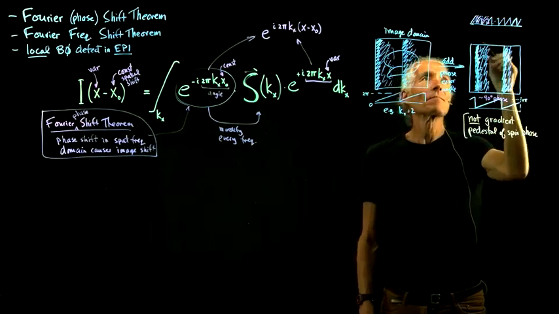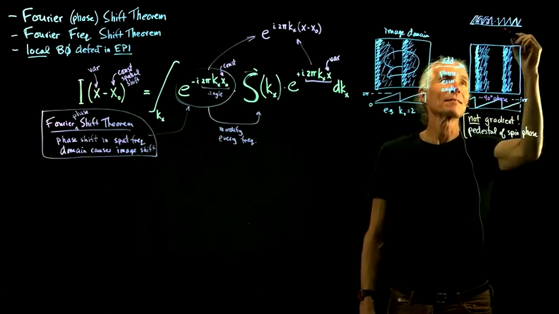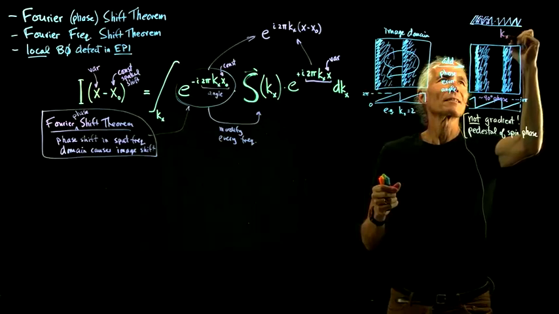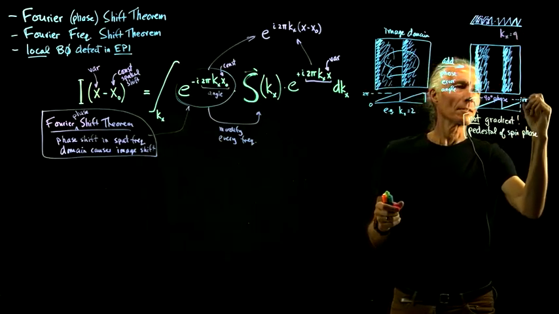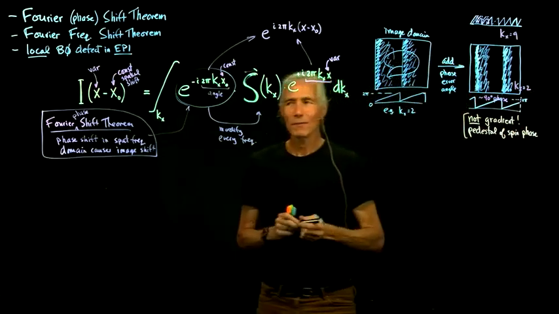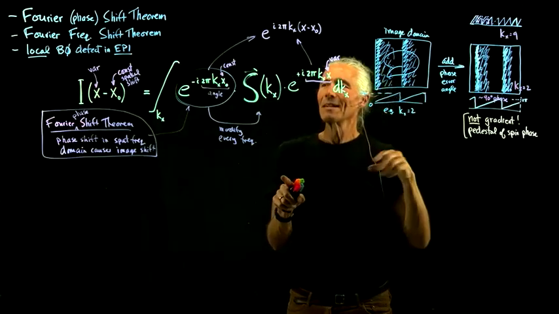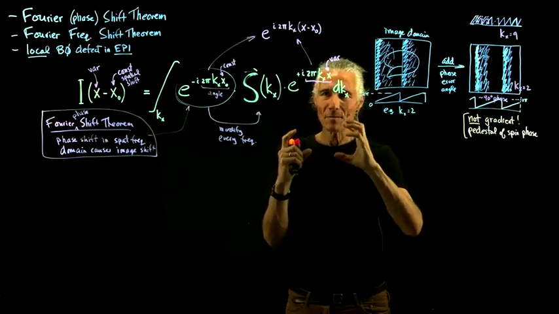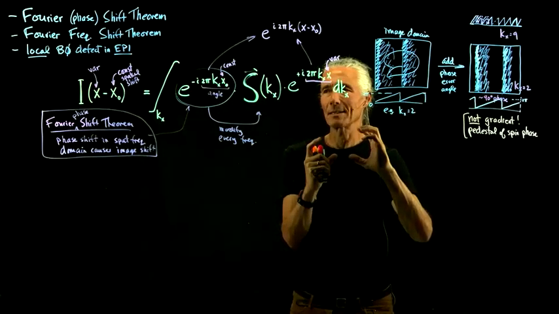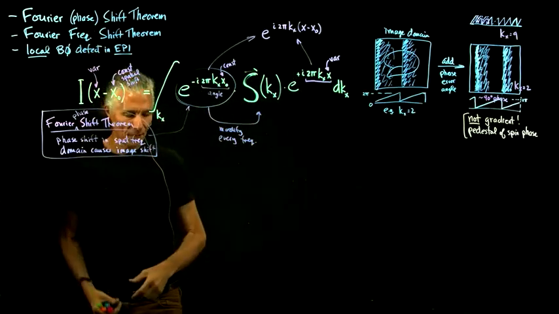So how many is this? 1, 2, 3, 4, 5, 6, 7, 8, 9. So this was kx equals 9. This guy was kx equals 2. The higher frequencies are not going to be moved as much, but it all works out in the end. If you work it through, it will completely shift the image without blurring it at all, just shift it in space. So that's the Fourier phase shift theorem.